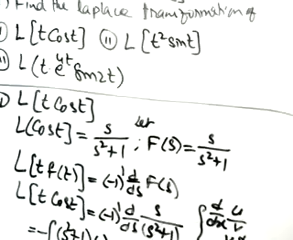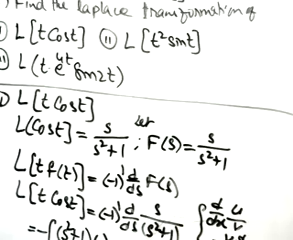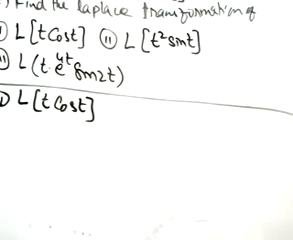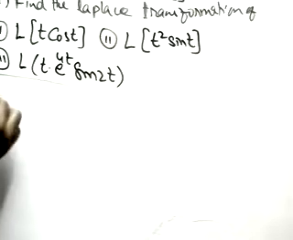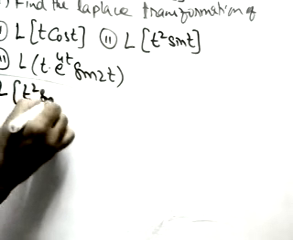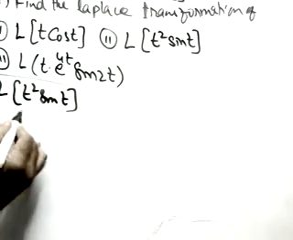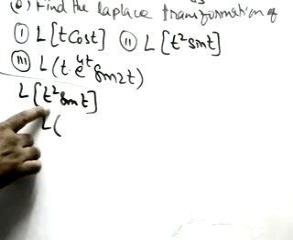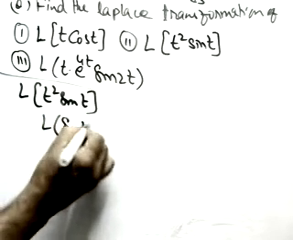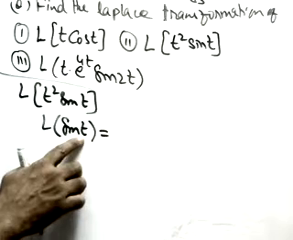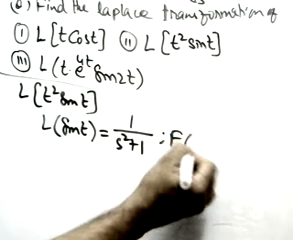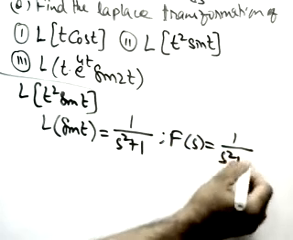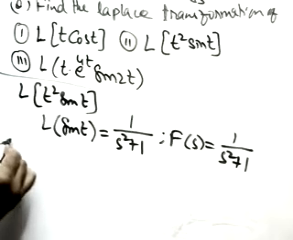Now let me try the second question. In the second question we have t squared, which means we have to differentiate 2 times. The second question is Laplace of t squared sine t. How to start? You remove this t square and first find the Laplace of sine t. Laplace of sine at is a by s square plus a square, and a is 1 here. Suppose this is capital F of s, 1 by s square plus 1.